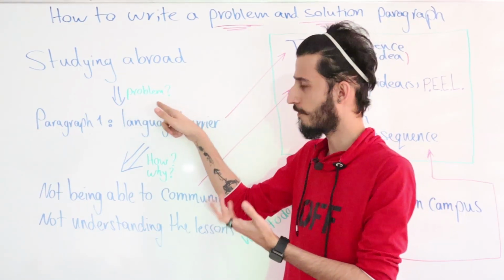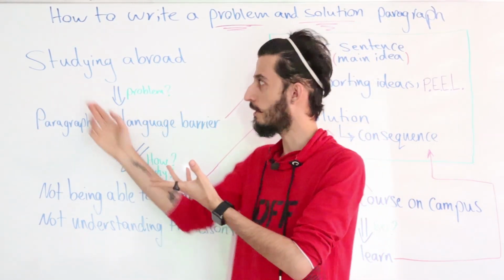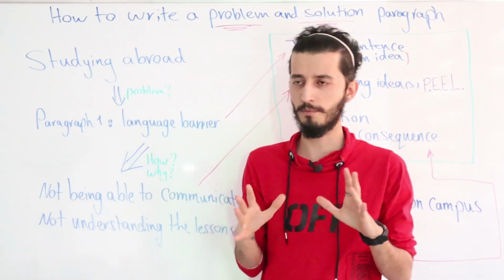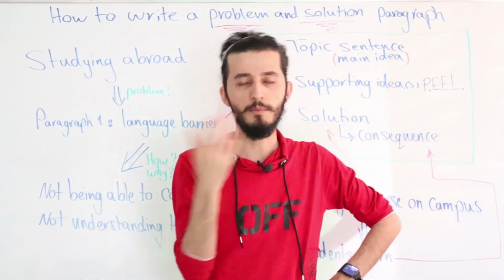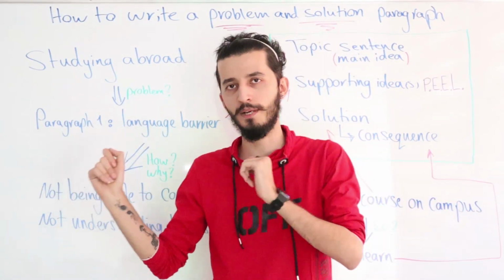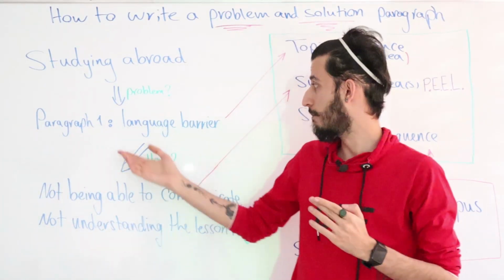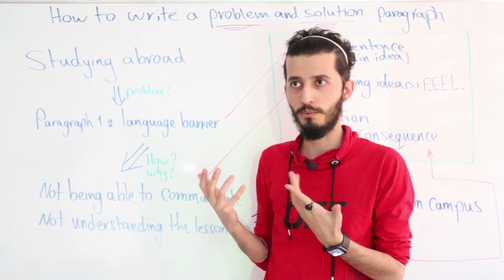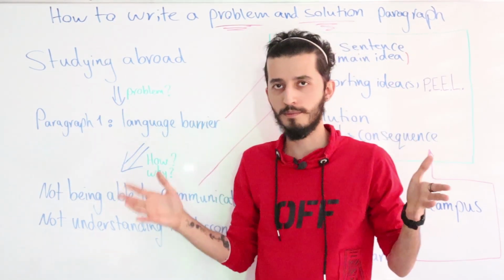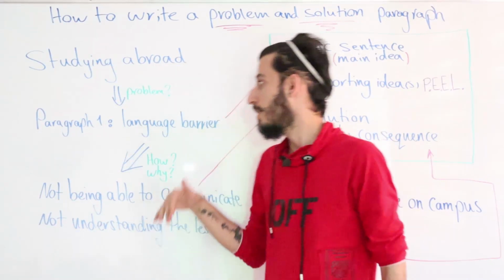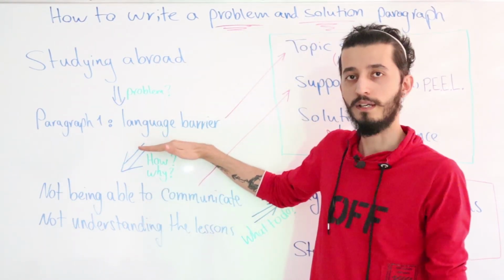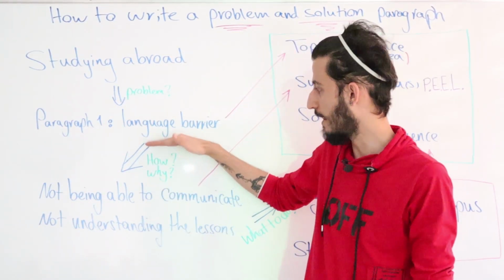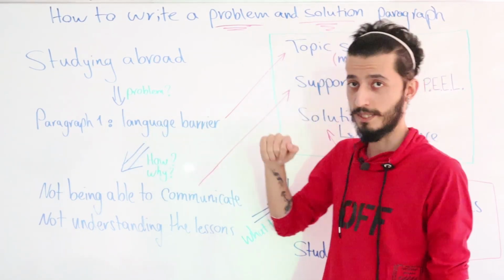So I ask myself, what is the problem? Well, people can study abroad, okay, the problem. They might feel homesick, okay, it could be one paragraph. Another one, they might face some language barriers, they cannot speak to other people, so another paragraph, or any other problems that cross your mind. I have decided to talk about language barriers today. So the language barrier is my topic sentence.